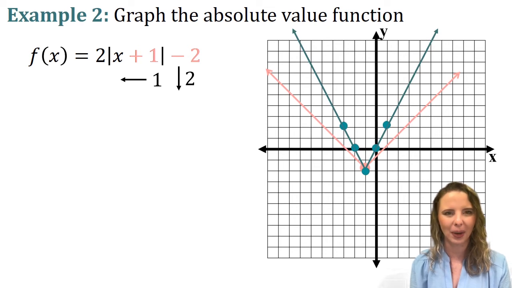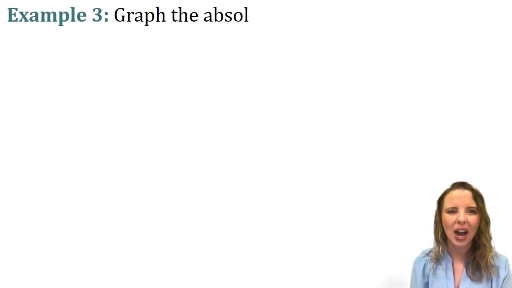Connecting all of these points, now we see that our graph is skinnier than our parent function because we had a number multiplied in the front that was greater than 1. This function stretched vertically.